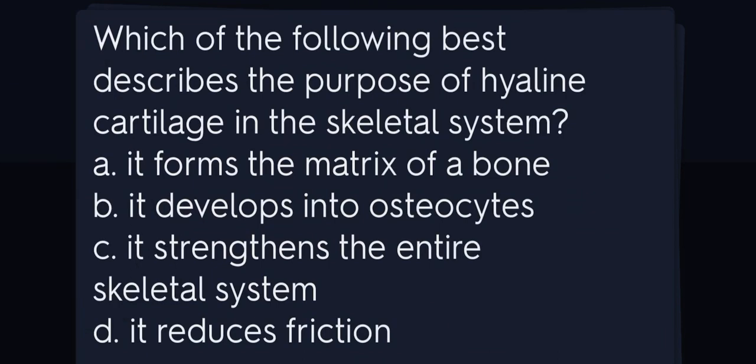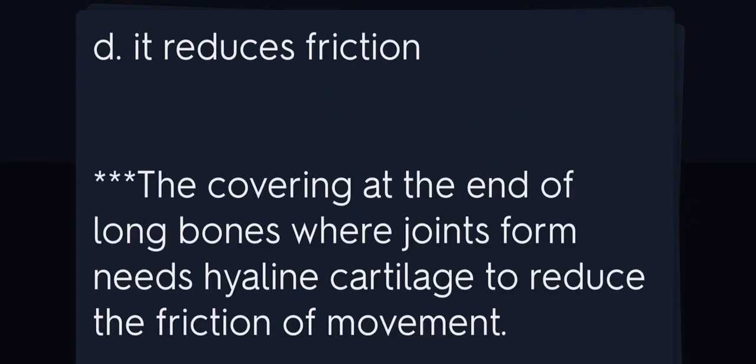Which of the following best describes the purpose of hyaline cartilage in the skeletal system? A. It forms the matrix of a bone. B. It develops into osteocytes. C. It strengthens the entire skeletal system. D. It reduces friction. D. It reduces friction. The covering at the end of long bones where joints form needs hyaline cartilage to reduce the friction of movement.